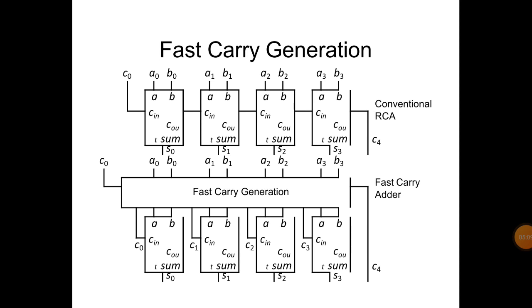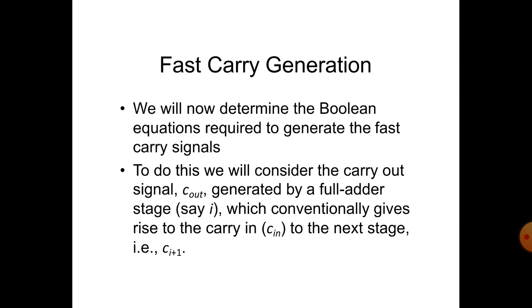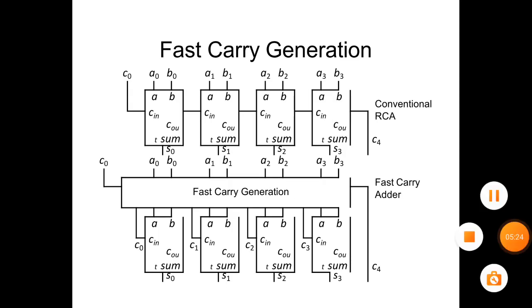So in this slide, we see fast carry generation. This slide shows the fast carry generation, and here we have four full adder and four half adder circuits, and we have two inputs and two outputs. The inputs are A0 and B0, and the outputs are sum and carry.